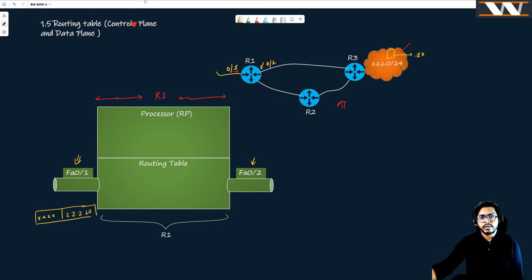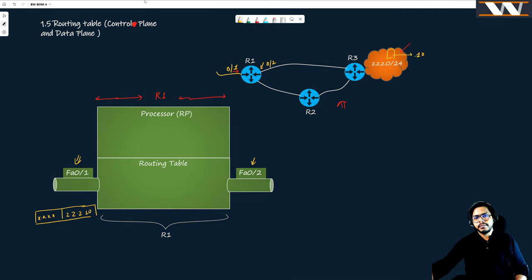You all know that router R1 is going to have its routing table, and on the basis of that it is forwarding the packet. But actually, now the point is a little different. We want to understand what is my control plane and what is my data plane.